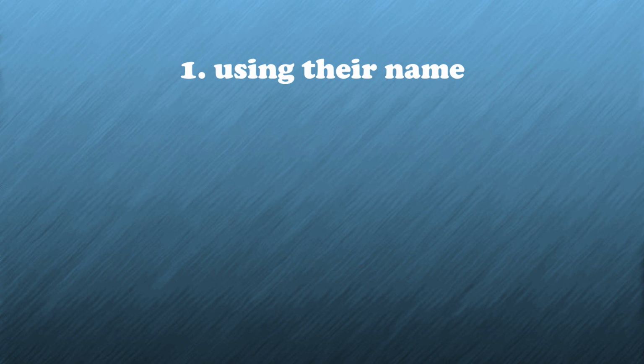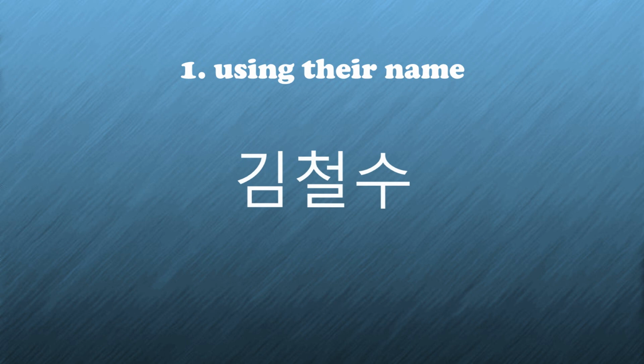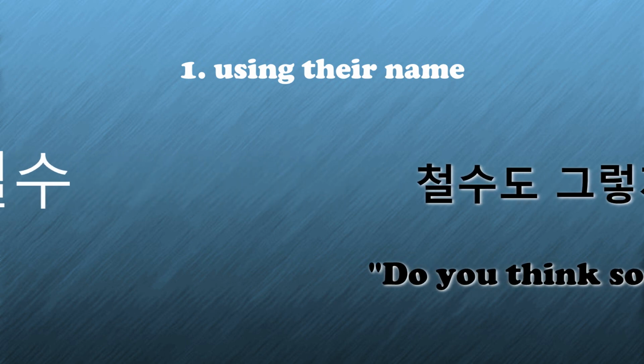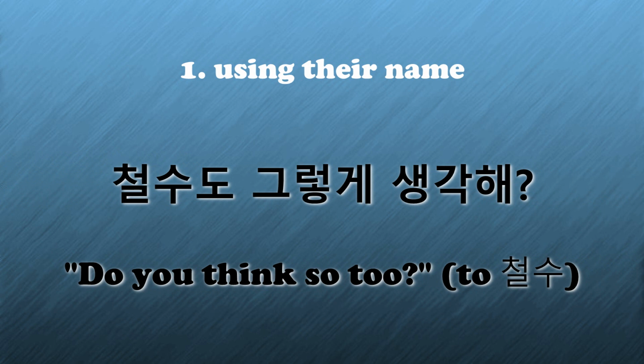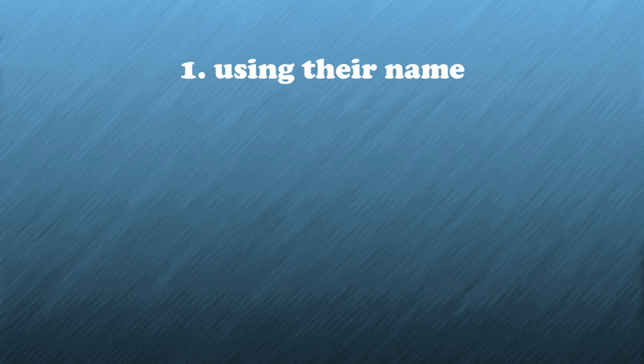A simple way, and perhaps one of the most common ways, is by saying the other person's name. For example, to your friend Kim Cheolsu, you can simply use his name Cheolsu in a sentence. 철수도 그렇게 생각해? Do you think so too? To Cheolsu. Also, if you use this method, you'll need to know that if your friend's name ends in a vowel, as does Cheolsu, you can use it on its own like in the example sentence.